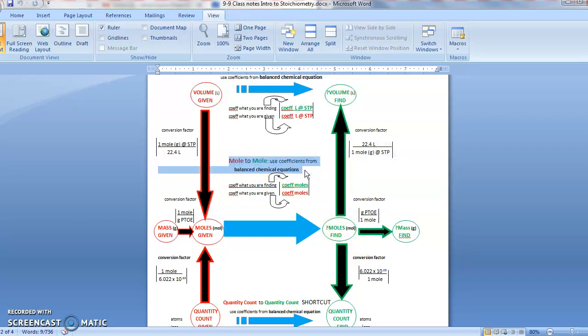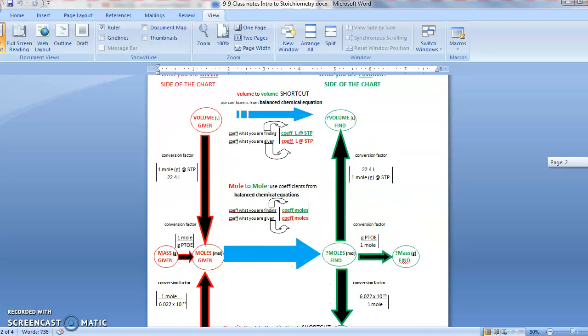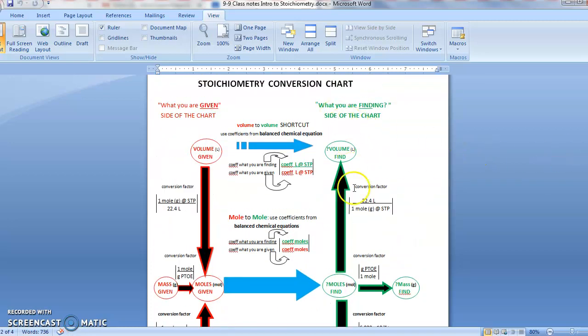When you have a balanced chemical equation, we can convert moles of one thing to moles of another. The thing we're converting to is the entire new side of this chart. So the green side of this chart is what we're finding out about something else in the equation. So this is our given side. They will give you something about one thing in a chemical equation, and they'll ask us to find out something about something else in the chemical equation.